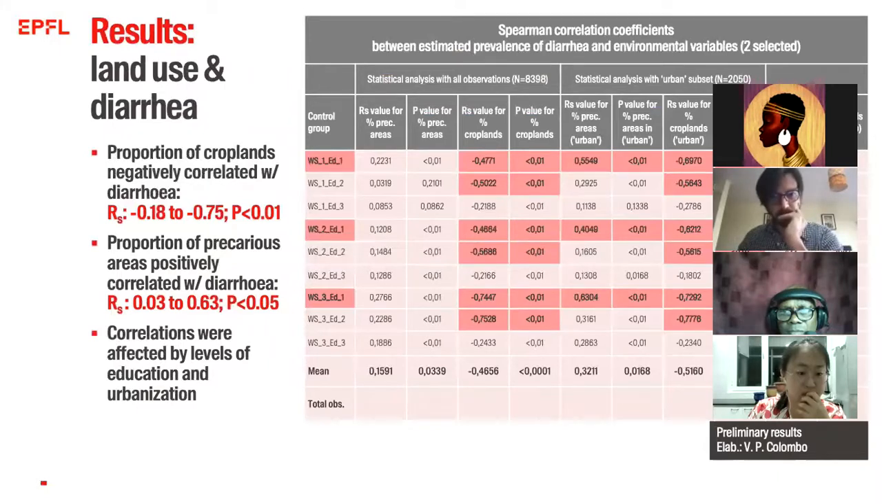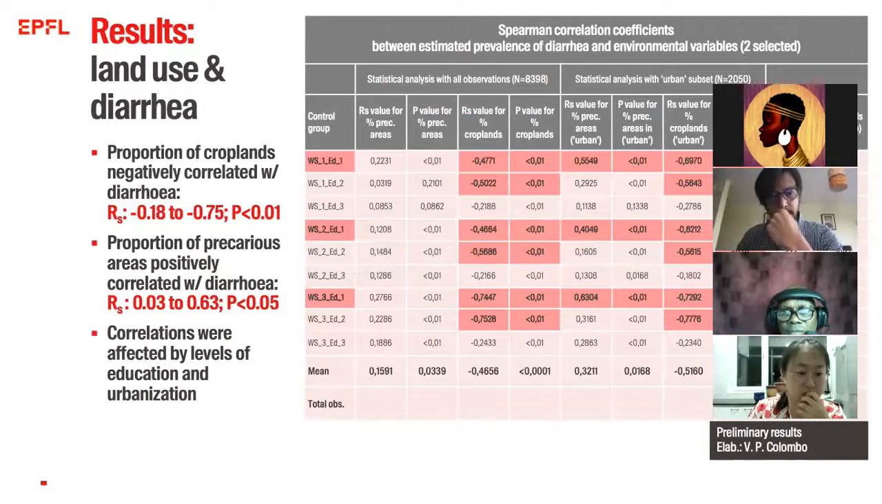As we can see, the correlations of both variables are impacted by the level of education and the level of urbanization. Indeed, correlations got systematically stronger with lower levels of education. Also, especially in the case of precarious areas, these correlation coefficients got stronger as the proportion of built-up areas got higher. The strongest correlations are highlighted here in a darker tone of red. Globally, the proportion of croplands seemed to have a negative effect on diarrhea, while the proportion of precarious areas are correlated to a higher prevalence of diarrhea.